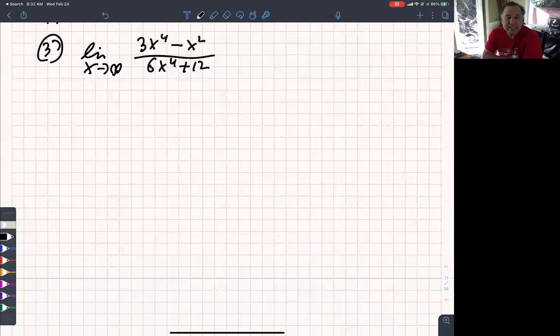This is 4.7 L'Hopital's number 37. So the limit of the top, let me show you. Clearly, that's going to be infinity. Hopefully you can see that.